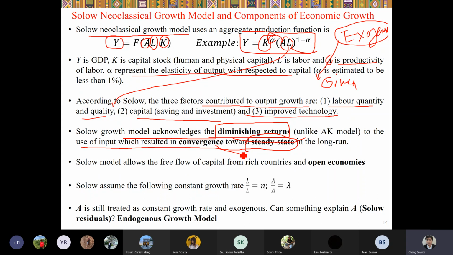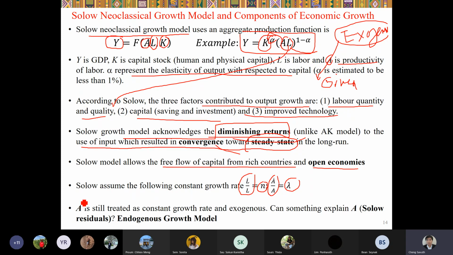Okay. So according to Solow, the free flow of capital from rich country and open economy would play an important role because you depend on capital to grow. And Solow assumed that the population grows at a constant rate, which we call the rate N. Like in Cambodia, our population growth is about 1.2% annually per year. And this lambda is called the technology growth rate, okay, or you can call it productivity growth rate.